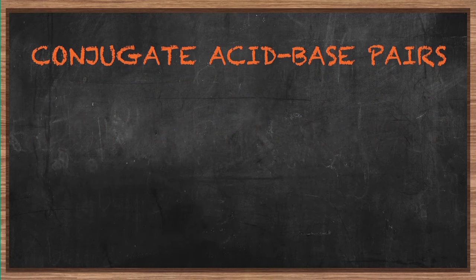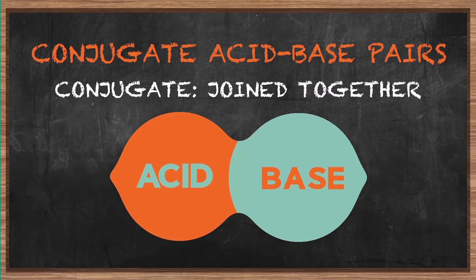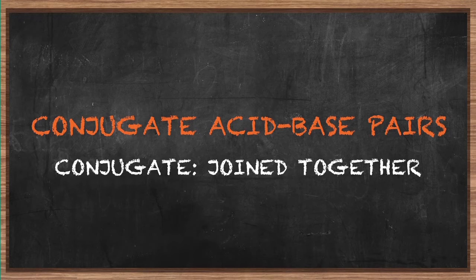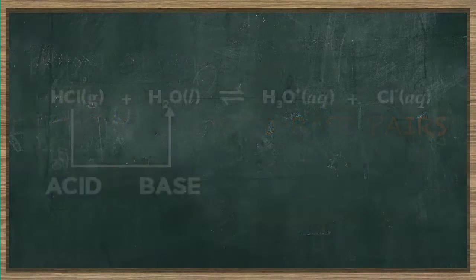The term conjugate comes from Latin. It means joined together, and it refers in particular to things which exist in pairs. Lowry-Bronsted acids and bases always exist in pairs. Every time an acid donates a proton, it forms a conjugate base.